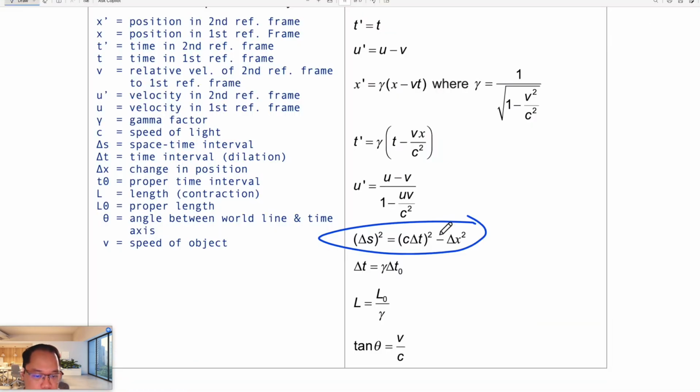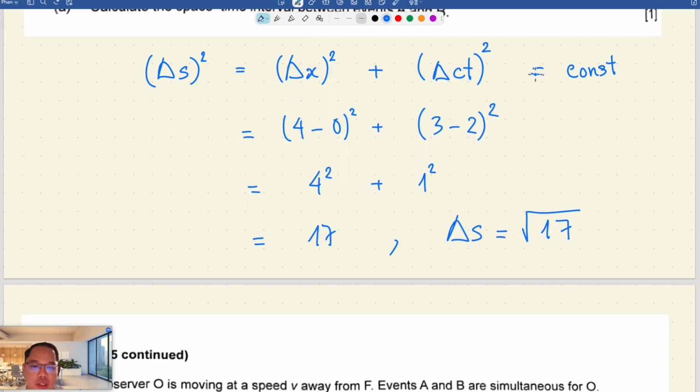Sorry, I remember the formula. It is the difference, not the addition. Sorry, let me adjust this. Yes, the difference, which is the subtraction here: 4 squared minus 1 squared, which is 15. So this is the square root of 15. Use a calculator, you get approximately 3.9 kilometers.